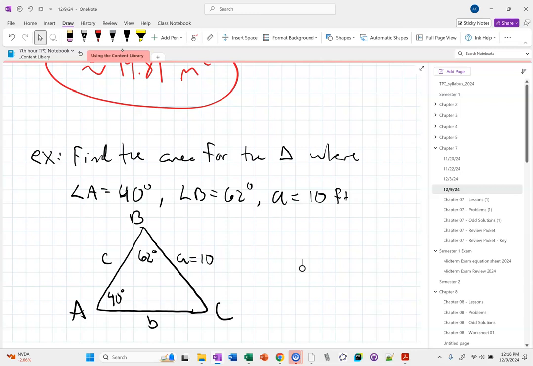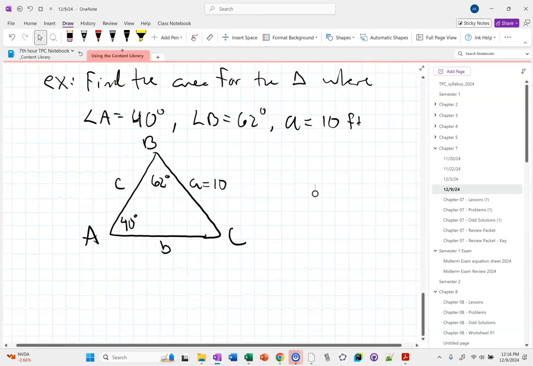Side angle side or side, side, side? Which is going to be easier to get to? The side angle side. Always going to be the easier one to get to. The side, side, side will require us to solve the entire triangle. Side angle side, I will not need to solve the whole thing. Gabby, what's up? Sure.